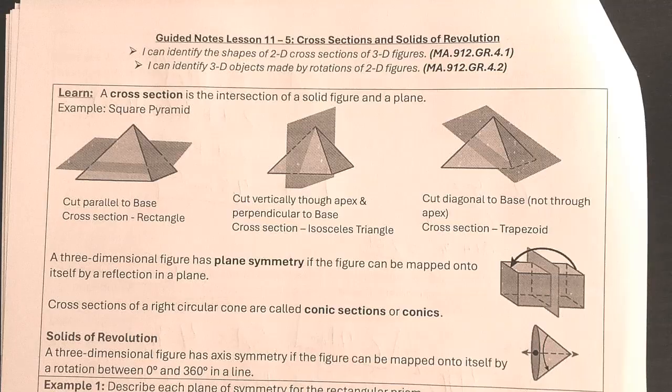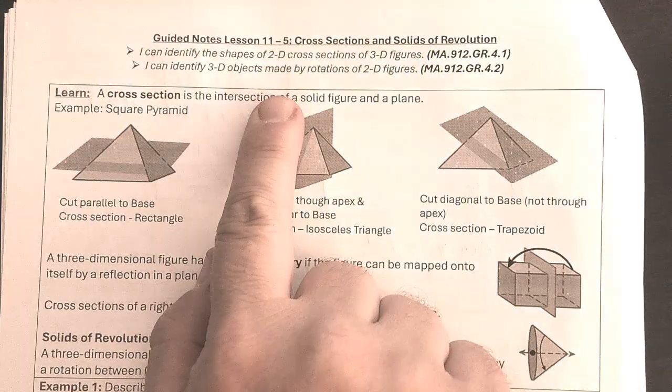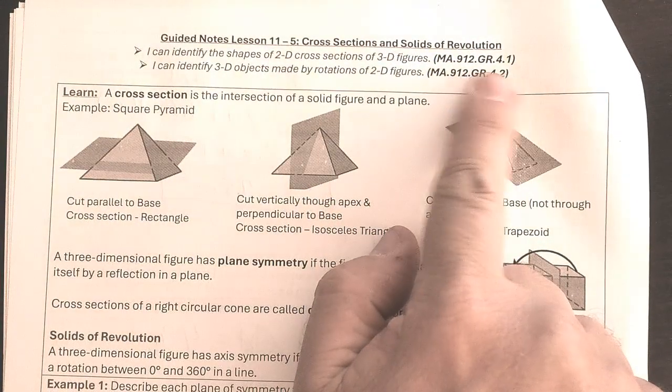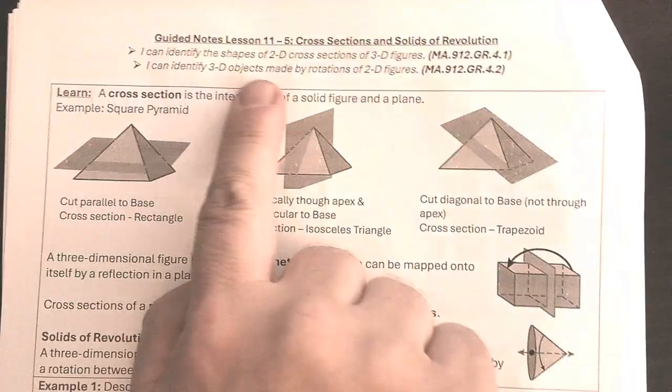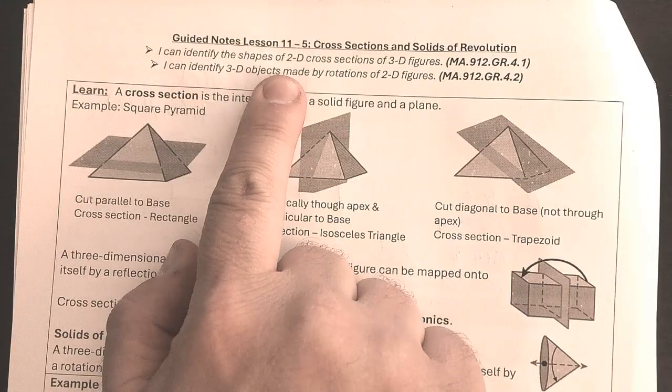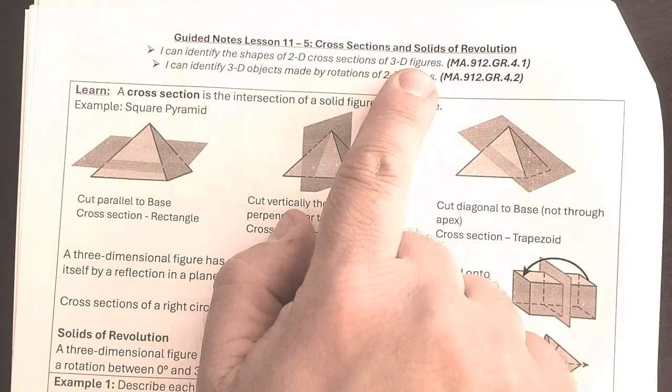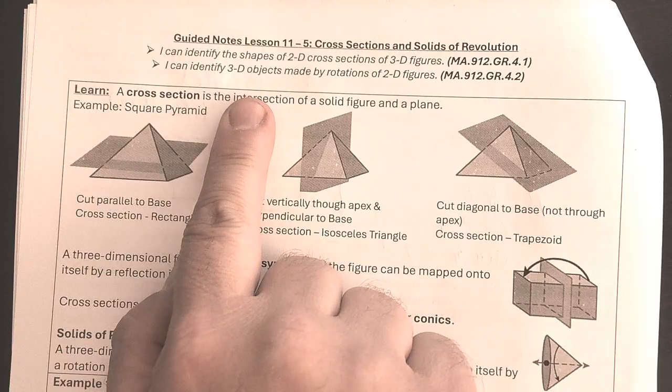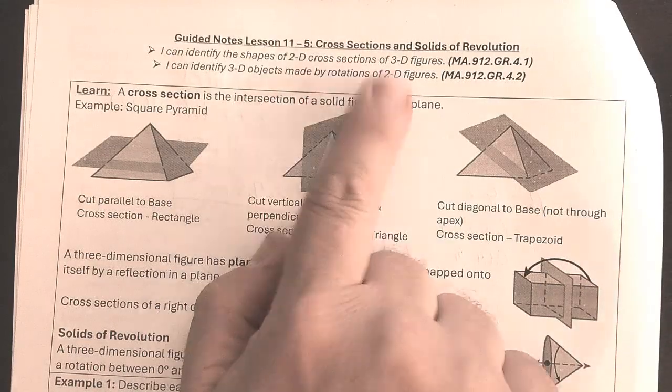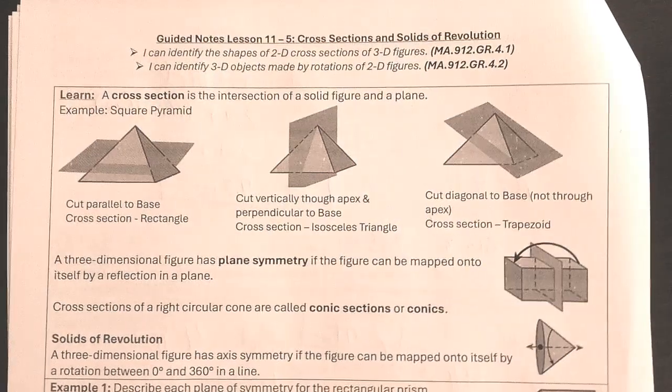11-5, cross sections, solids of revolution. We have GR 4.1, GR 4.2. I can identify shapes of 2D cross sections of 3D figures, and 3D objects made by rotations of 2D figures.